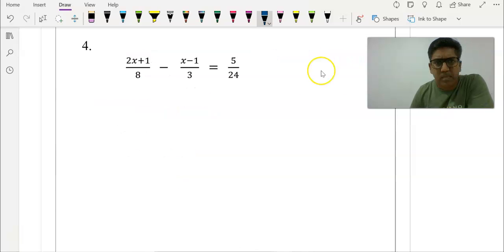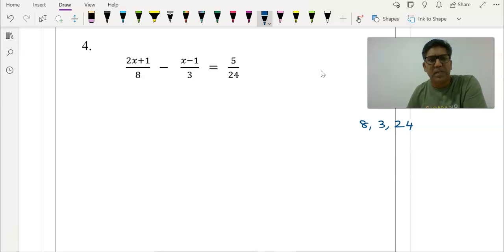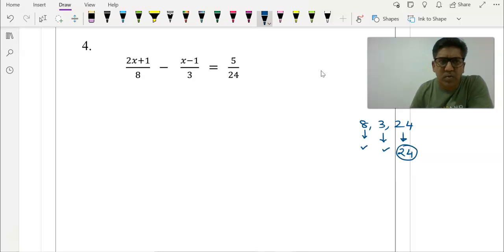Okay. Now, the last question, if you see, we have numbers in the denominator. So the first step will be to find the LCM of the denominators. We have numbers 8, 3, and 24. I need to find the LCM of these three numbers. So we'll write the multiples of the biggest number of the three. So 24 one times is 24. 24 is a multiple of 3. Also 24 is a multiple of 8. So the LCM of 8, 3 and 24 is 24. So we will multiply both sides of the equation by LCM 24.